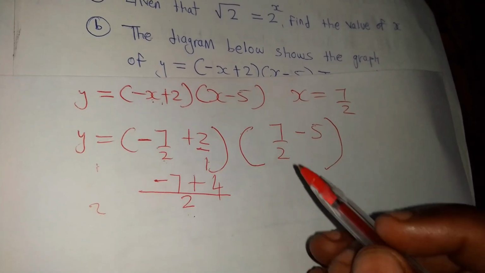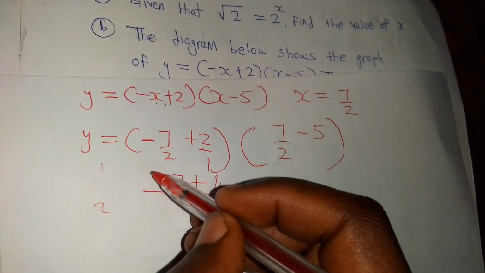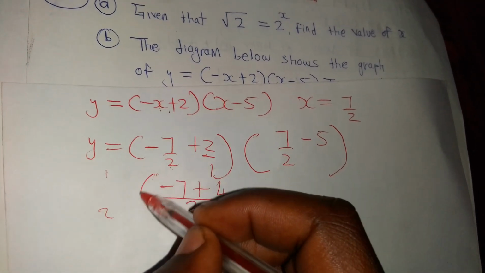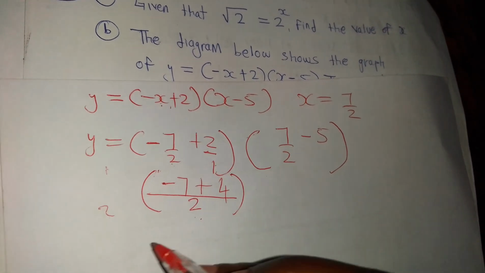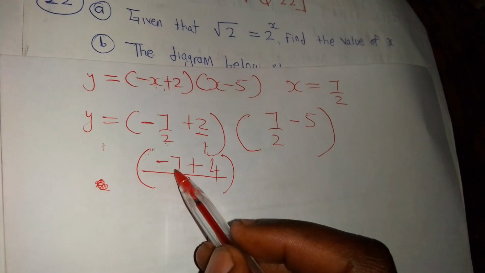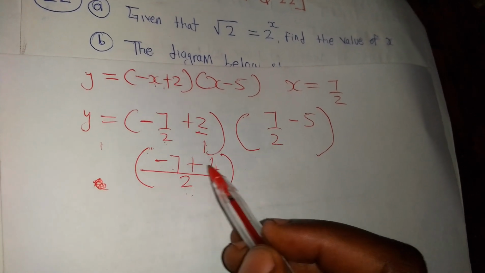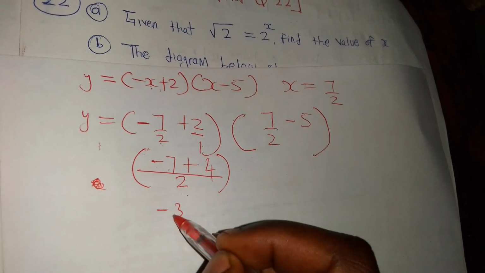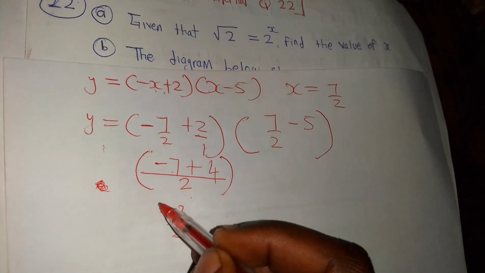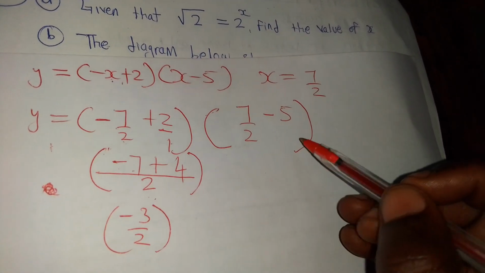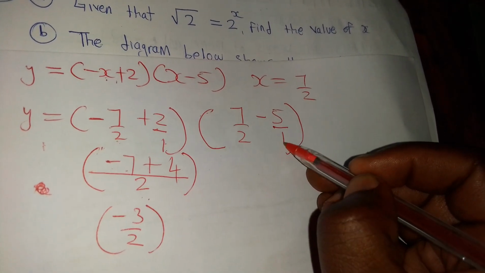Now I want to solve this. Remember, this thing is in the bracket. We have negative 7 plus 4. We add negative 7 plus 4, it will be negative 3 over 2 in the bracket, without using a calculator. Then this side we do the same. We say over 1.